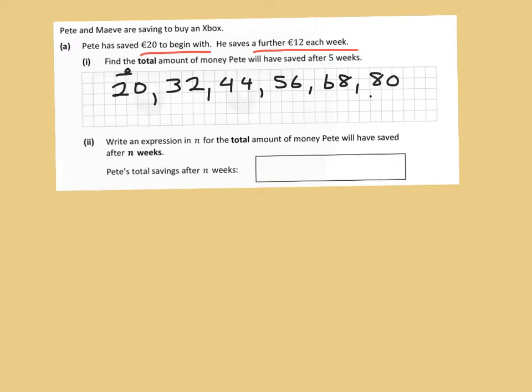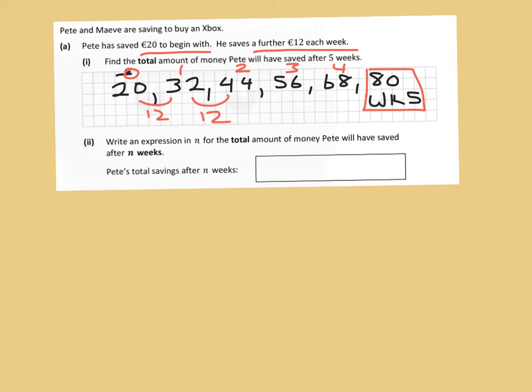So this is week 5. Okay, and that's the answer to that question. So all I did there was just added €12 each time to figure out what I would have after week 5. Notice how this is my 0 time, 1, 2, 3, 4, and then that's week 5. Okay, because Pete started out with €20.